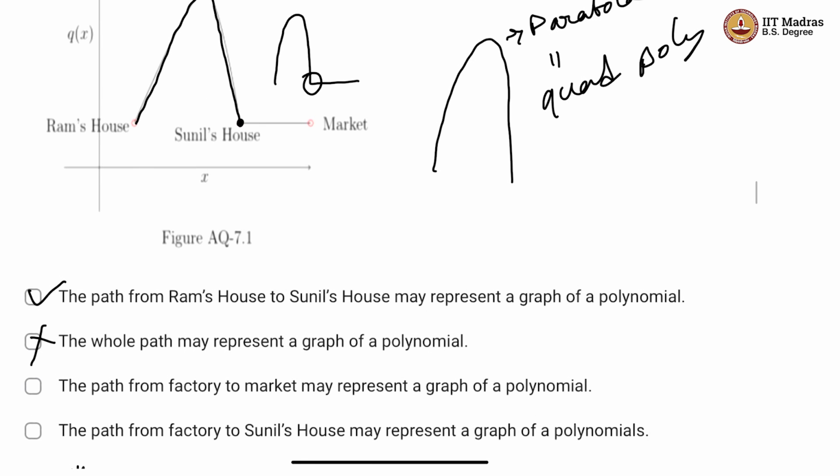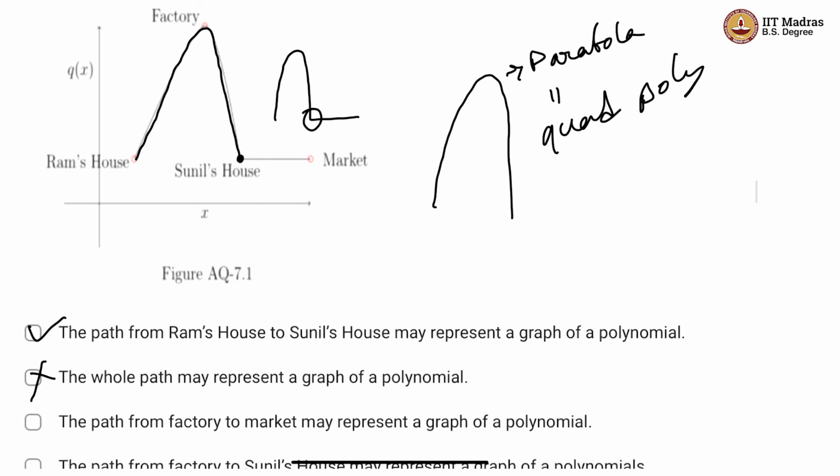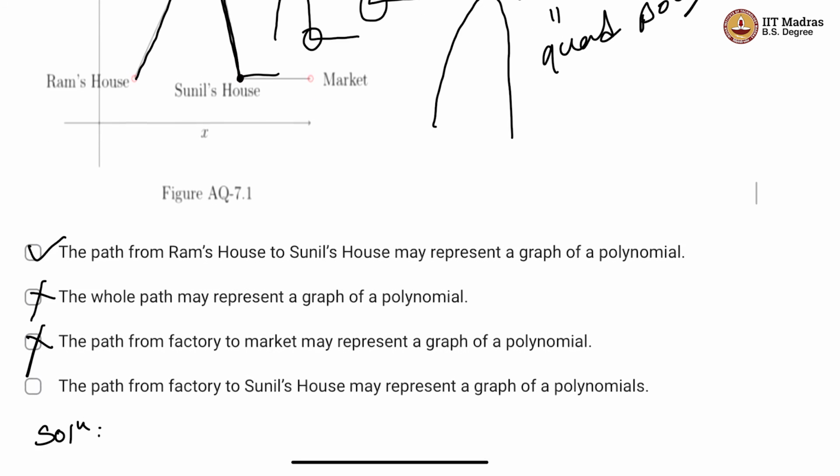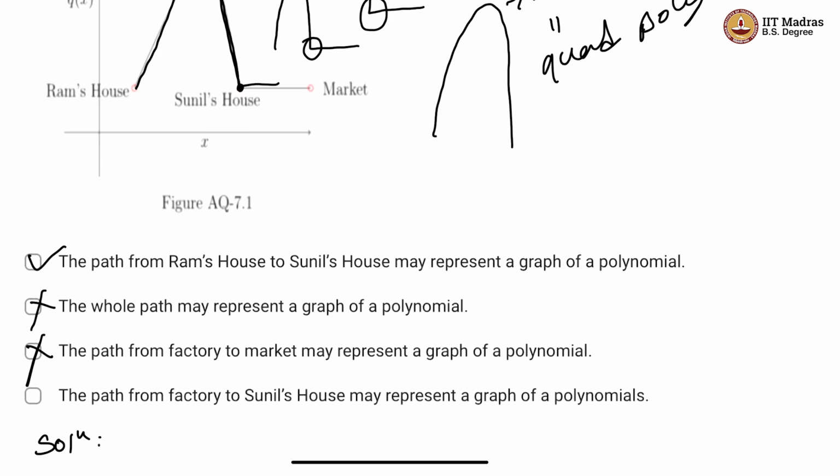The path from factory to market may represent the graph of a polynomial. From factory to market, that means from this to this. So we will get something like that. Again, we have the sharp corner, hence it cannot be a graph of a polynomial. Okay, so what is the last option? The path from factory to Sunil's house may represent the graph of a polynomial.